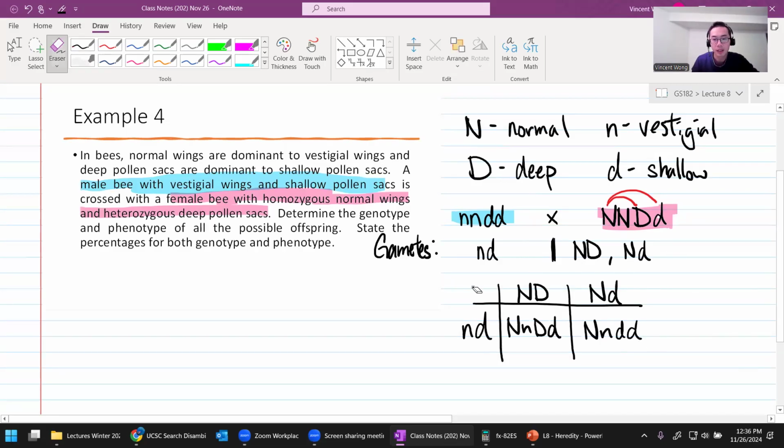Right? So once you've completed the Punnett square, you have to answer the question, which is asking us to determine the genotype and the phenotype of all possible offspring along with the expected percentages. So big N, small n, big D, small d, that's 50%. Right, that's this one right here. And in terms of the phenotype, they will have the normal wings and deep pollen sacs. Okay.